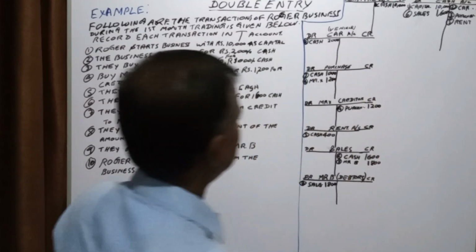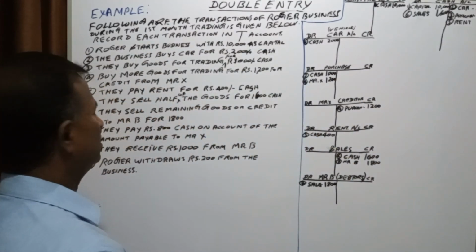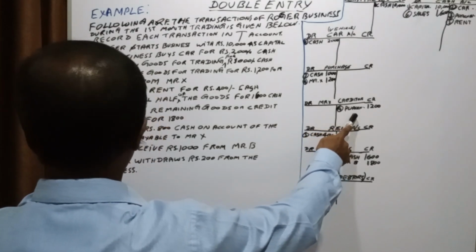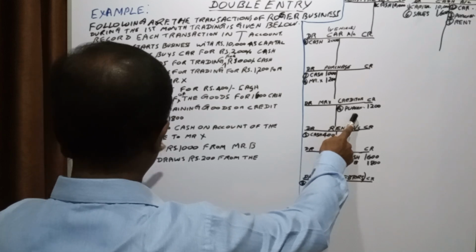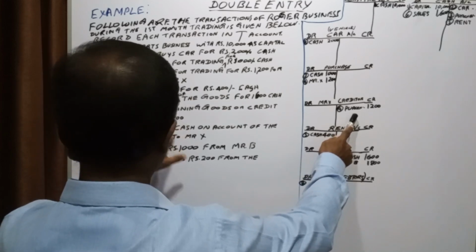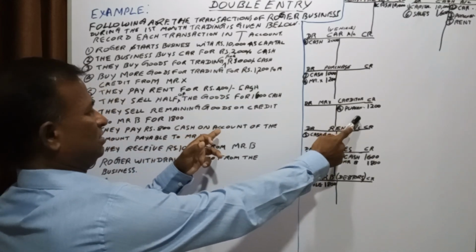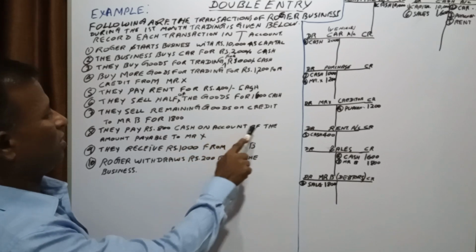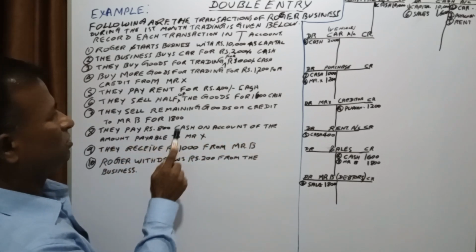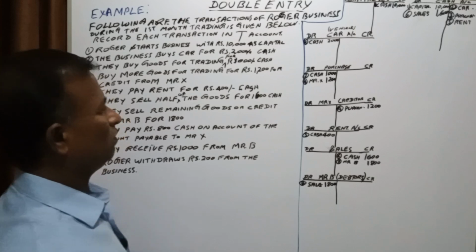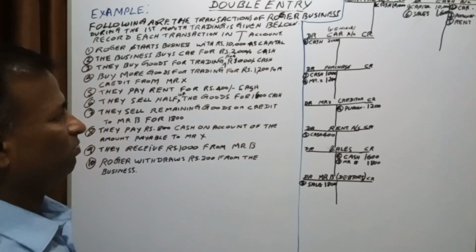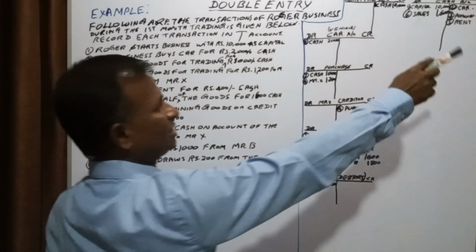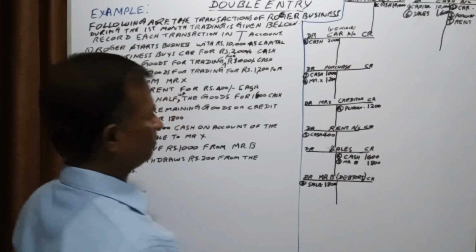Mr. X is the creditor, right? Mr. X is the creditor. What we are doing: Roger is paying rupees 800 cash on account of the amount payable to Mr. X. So what are the accounts affected? Mr. X account is affected and cash account is also getting affected.